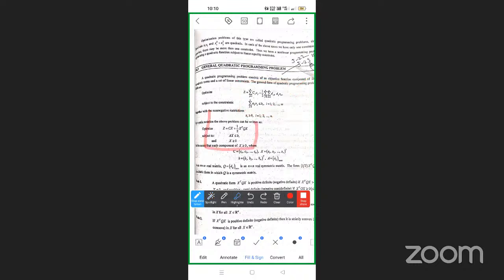Z is equal to c x plus 1 by 2 x transpose Q x. This is the objective function, subject to constraints Ax less than or equal to b and non-negative restrictions x greater than or equal to 0. So c is equal to c1, c2 up to cn, x is equal to x1, x2 up to xn transpose, and b is equal to b1, b2, up to bm transpose. So this is the general quadratic programming problem.